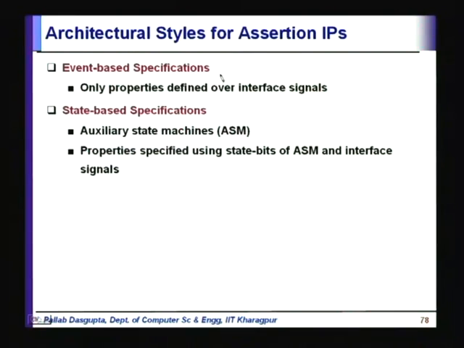So, we are going to look at some of the challenges in writing these assertion IPs. One style of writing assertion IPs is using event based specifications, where only properties are defined over interface signals, and we are also going to look at state based specifications, where we will first define things called auxiliary state machines, and then the properties will use the state bits of those auxiliary state machines, right. As soon as we see examples it will become clear.